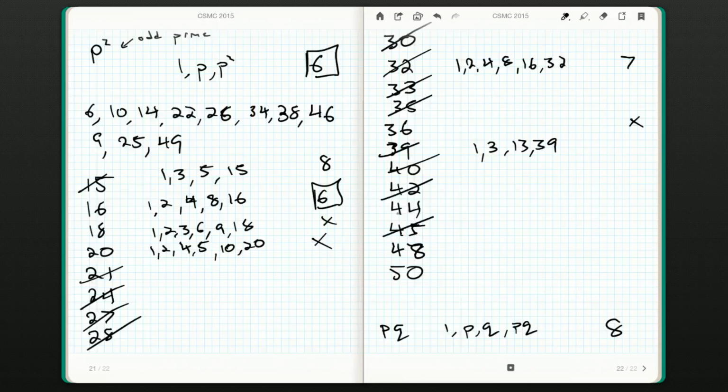22 is on our list. It has exactly 6, so 44 will have at least 7, so that won't work. 24 didn't work, so 48 won't work. And 25 is on our list, so 50 won't work. And we already said 36 won't work.